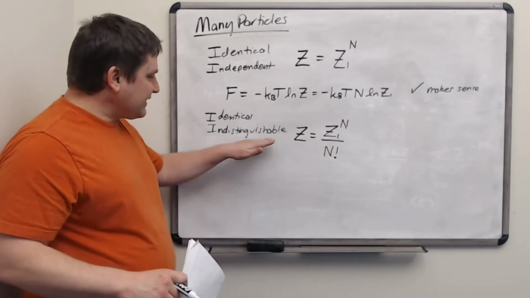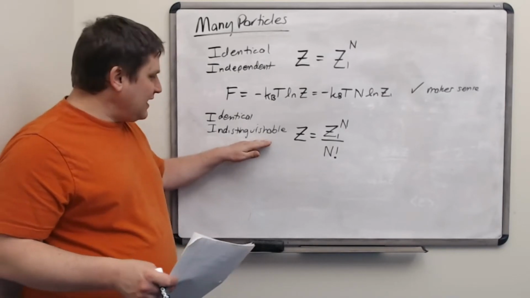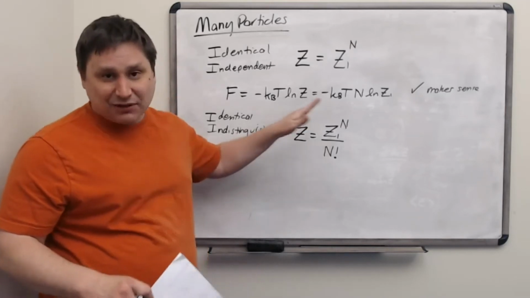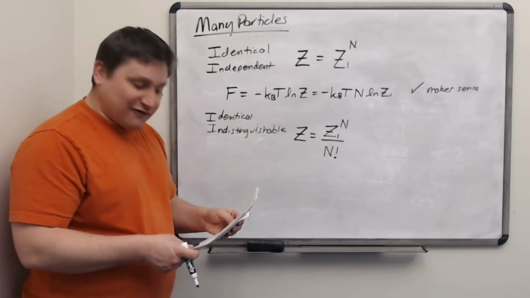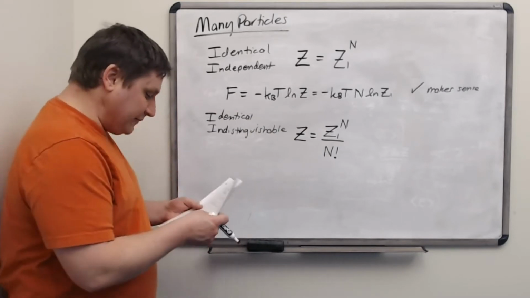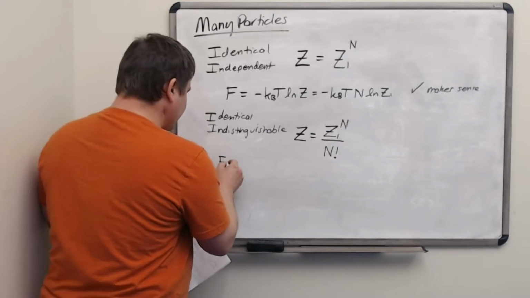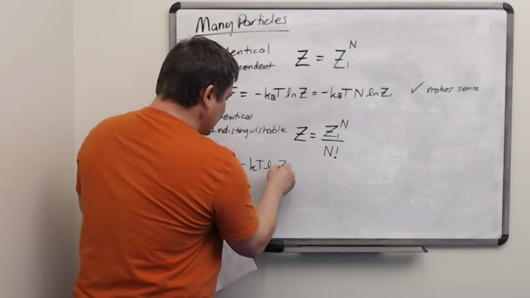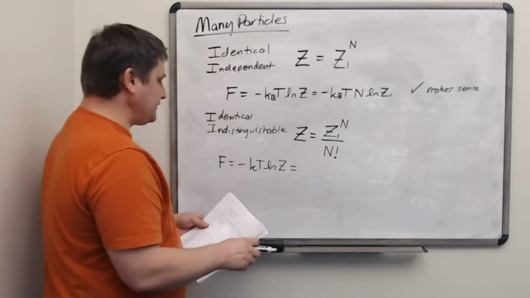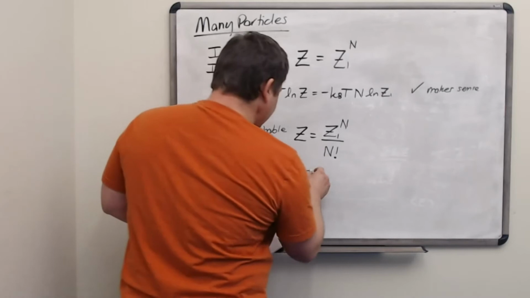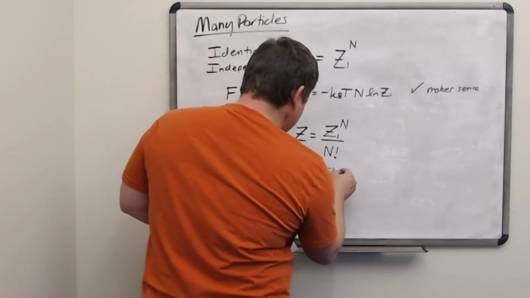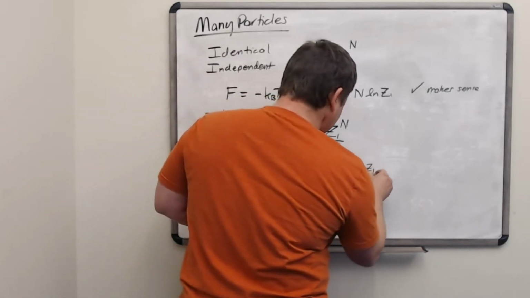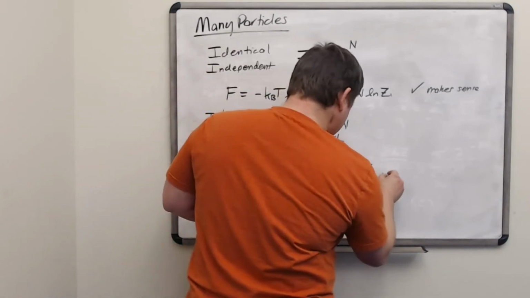But then we must account for the fact that there are fewer states that are unique compared to all the states that we can label. So we have to divide by the number of permutations, N factorial. And when we take that expression and plug it into our natural log that was proposed for the Helmholtz free energy, we will get minus kBT N. And this time we'll get the log of Z1 over N plus 1.